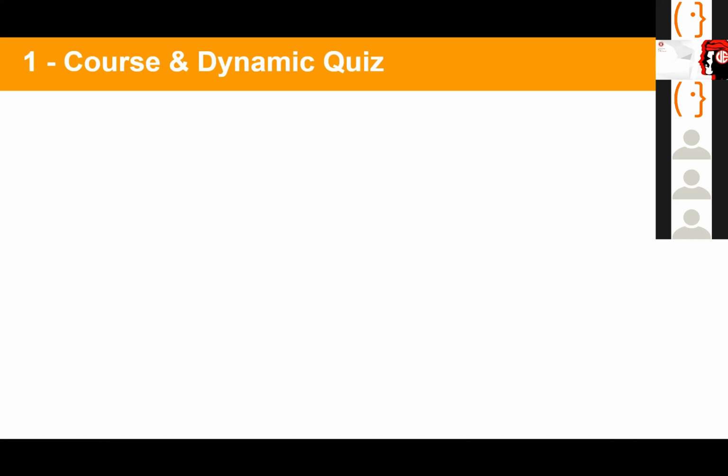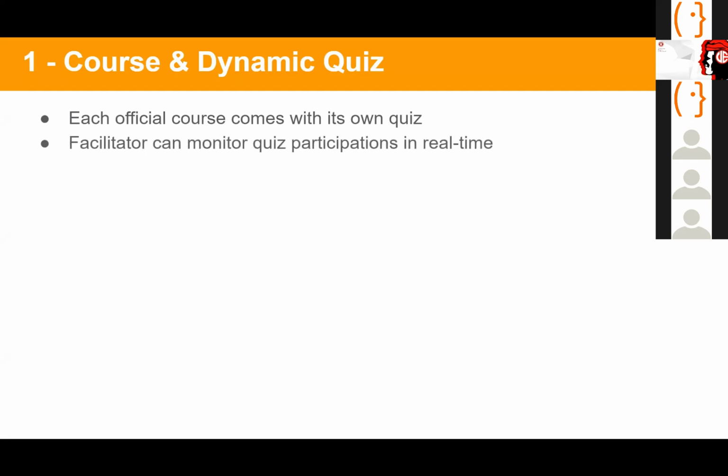For version 9, there are 3 major component upgrades that we would like to share today. The first is the course and dynamic quiz. Each official course comes with its own quiz. We have a number of official courses in the system, and each of them has its own set of quizzes. Then the facilitator can monitor the quiz participation in real time. So when you run the quiz, you can see what's going on and who has answered the questions.